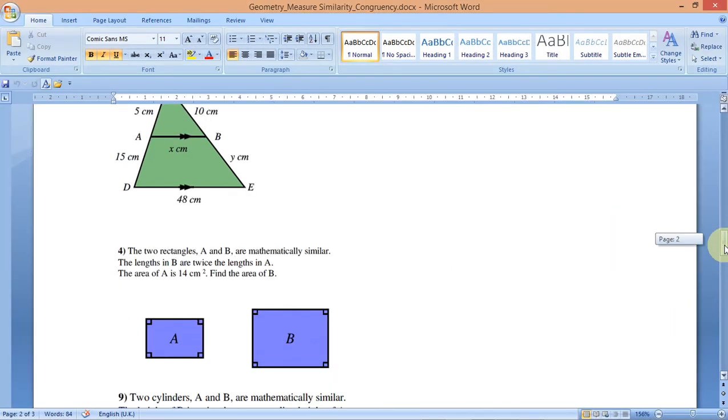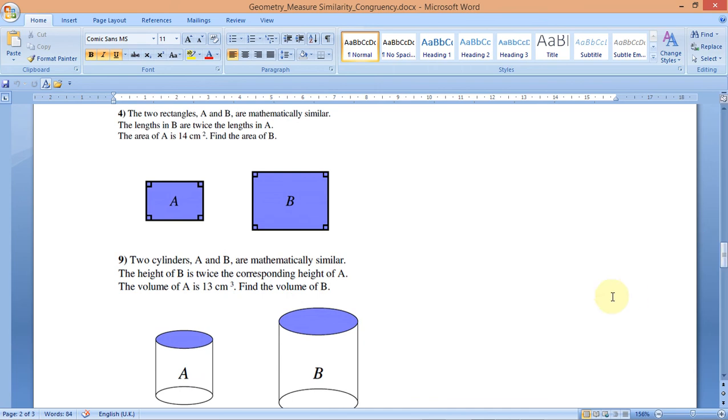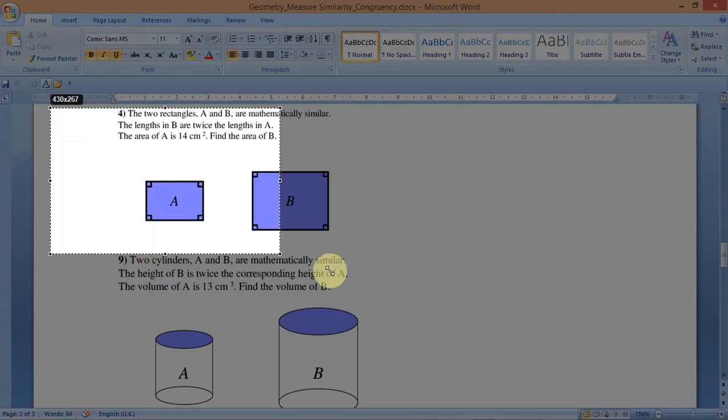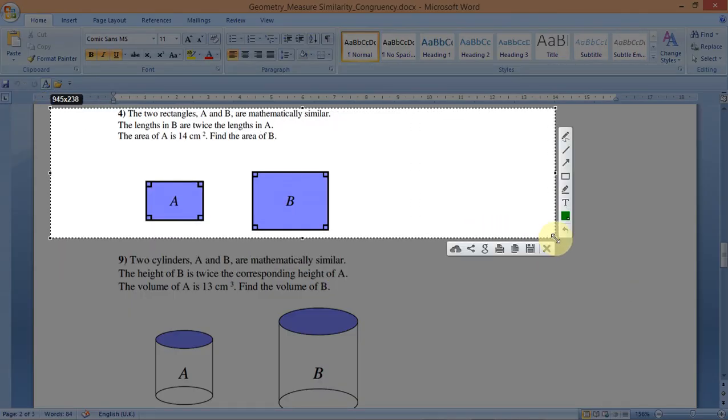So next question. This question says that the two rectangles A and B are mathematically similar. The lengths in B are twice the lengths in A. So now let's do something. Let the length in A be x. So if this is x, this corresponding one will be 2x. So that's the implication. I don't need to work with any other dimension. If you like, you can label this one x and this one 2x. Just take any one you like.